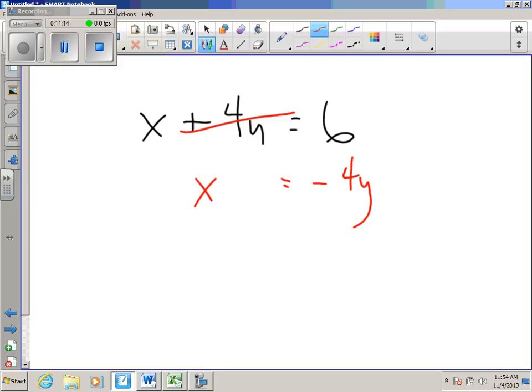Good. So is that what you had? X minus 6 is equal to negative 4y. If you're going to subtract it, and then you subtract this positive 6, that's what you'll have.